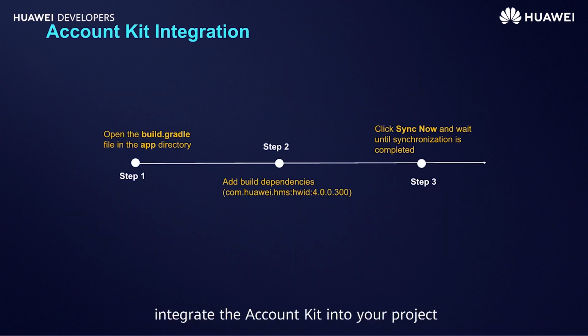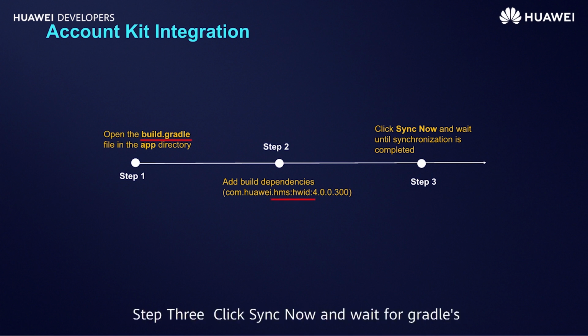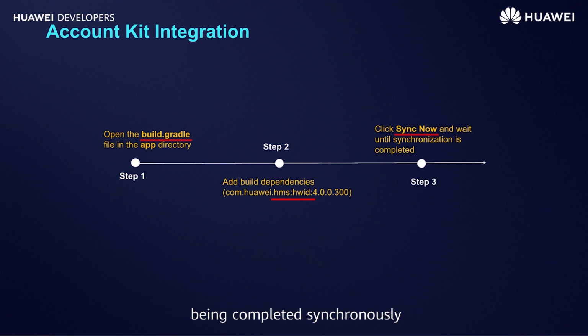First of all, integrate the Account Kit into your project. It requires 3 steps. Step 1. Open the build Gradle file in the app catalog. Step 2. Add the dependency of Account Kit's SDK. Step 3. Click Sync Now and wait for Gradle to complete synchronization.